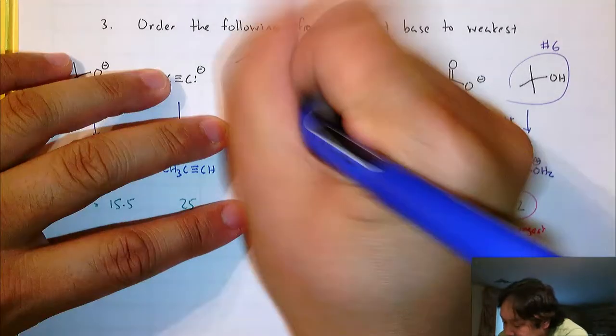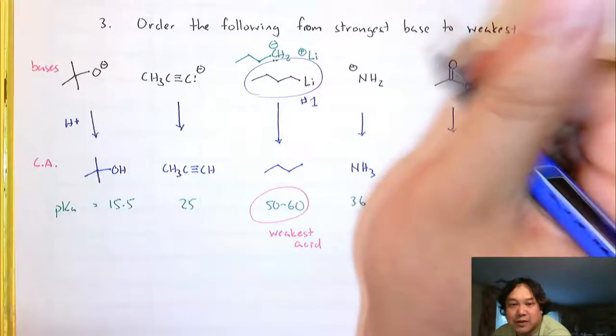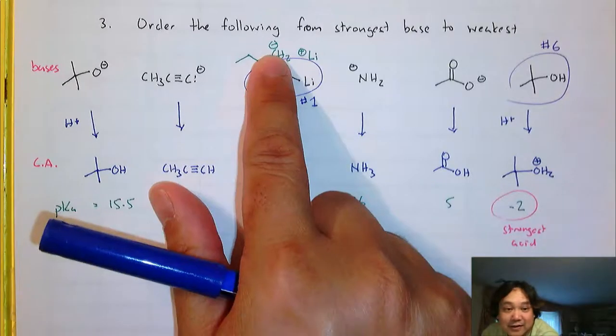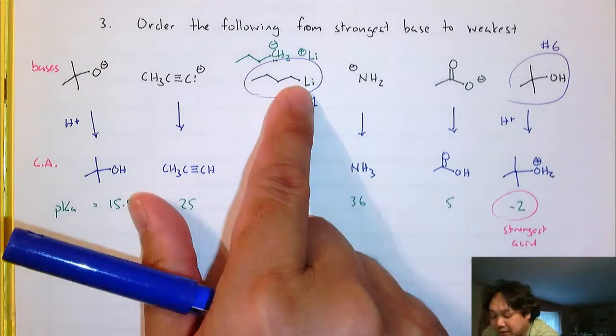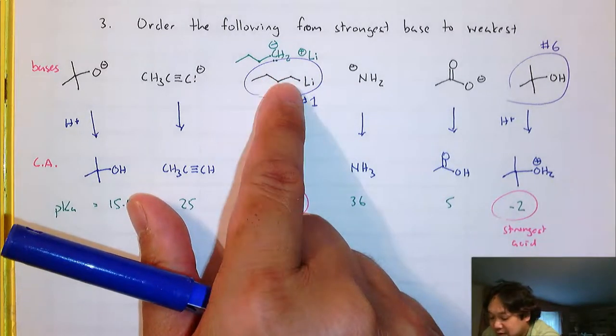This is the strongest base. Tricky. It's tricky because you don't initially see the anion. But you have to know that because you have a metal here, you're going to treat it like a salt and you're going to separate.